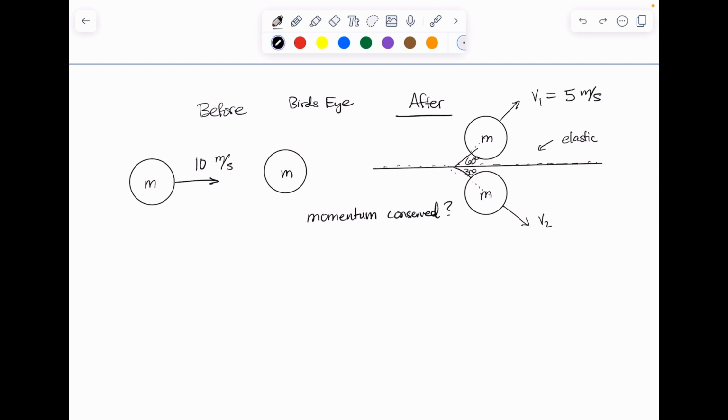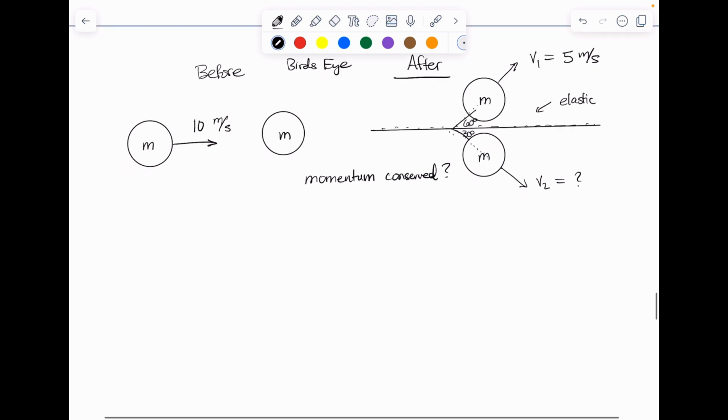But anyway, the question is, if I know some of this information, I don't know the masses, but I know some of the velocities involved, can I find that second final velocity? We'll just call it V2, right? So how does conservation of momentum play in here? Well, we know in this case that P initial as a vector should equal P final as a vector.